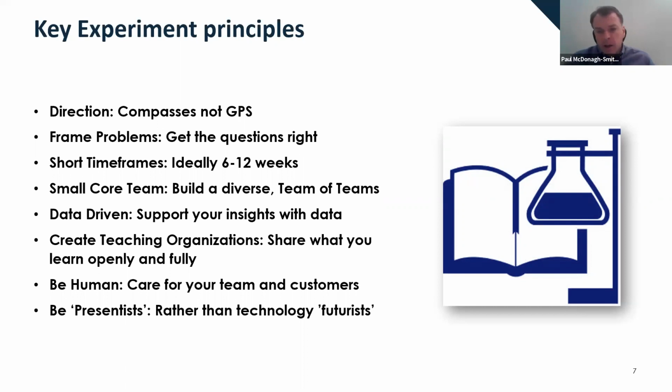The first one here, direction: compasses, not global positioning systems. When experimenting, a compass is often more important than GPS. Experiments allow you to test a hypothesis, a direction, without knowing exactly your destination or where the experiment will take you.